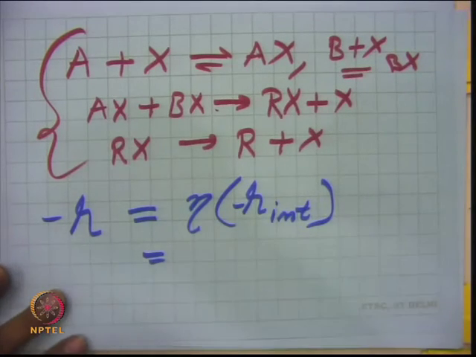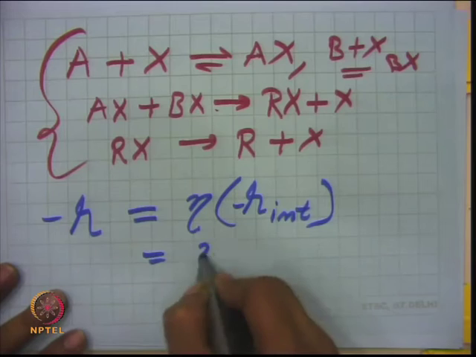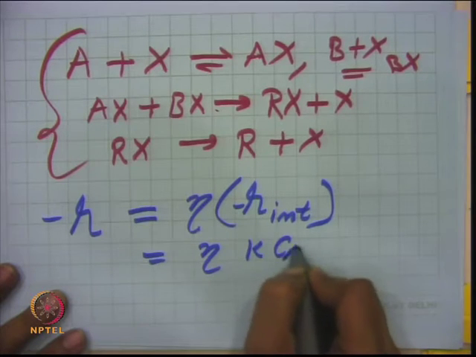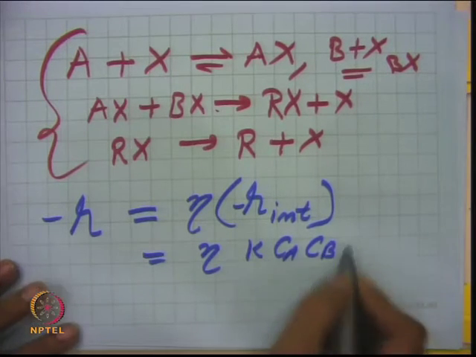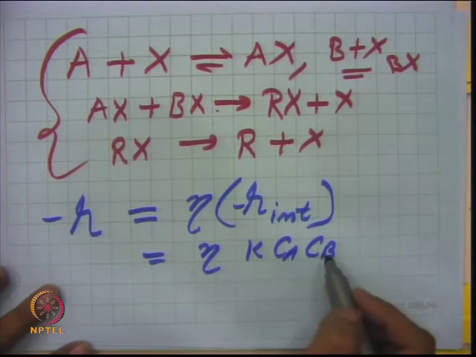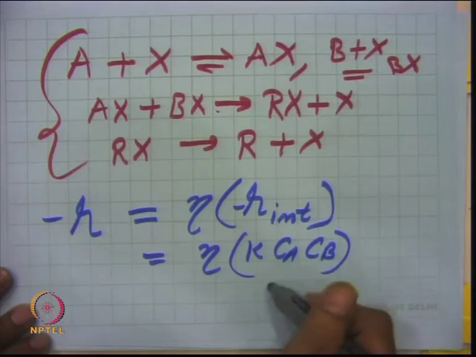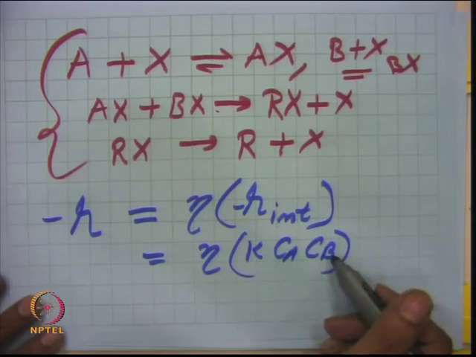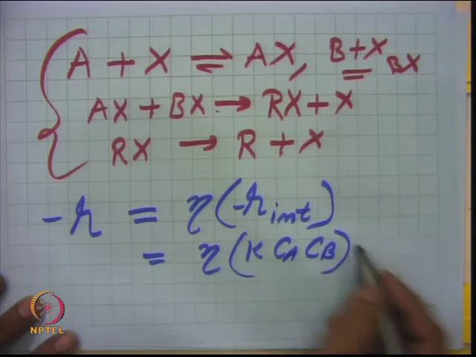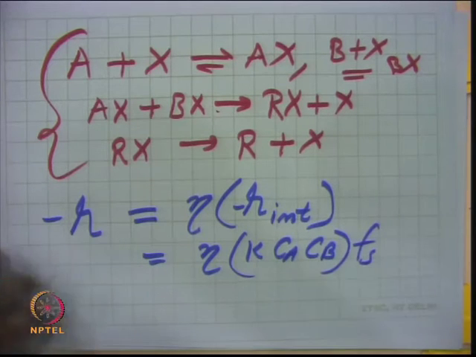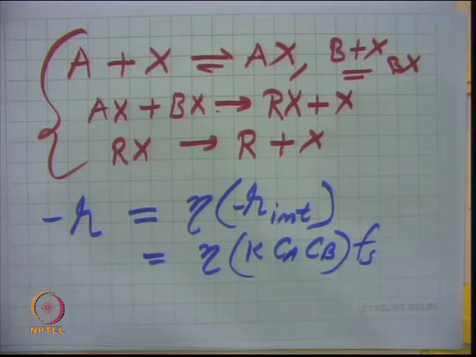Here, if you assume it is simply eta times k times C_A times C_B, suppose first order with respect to A and first order with respect to B, this is your rate of reaction per unit volume of the catalyst or per unit mass of the solid. If you write it per unit mass of the solid, then it should be multiplied by the fraction of the solid present in this bed. That is the additional term you see here, used only when we are calculating the rate of reaction, because it is based on the mass or volume of the catalyst.